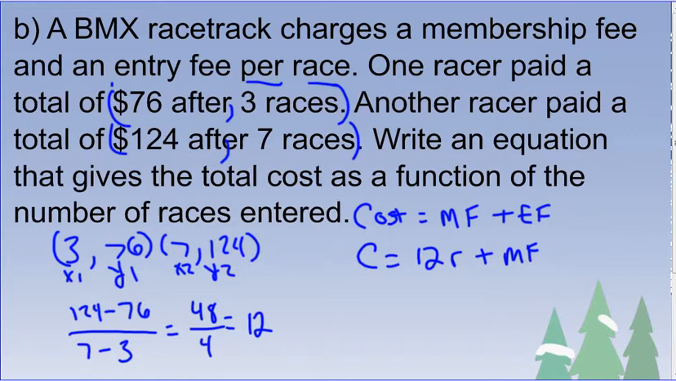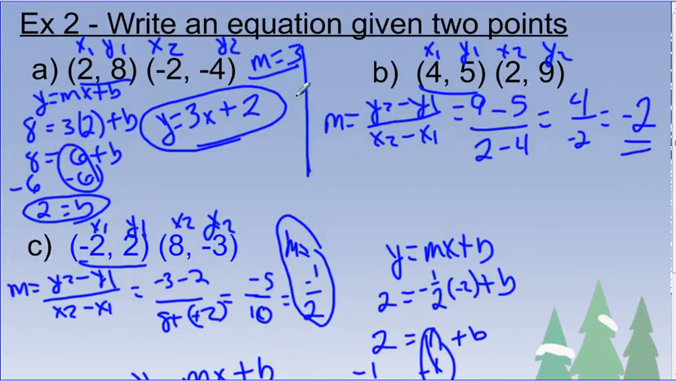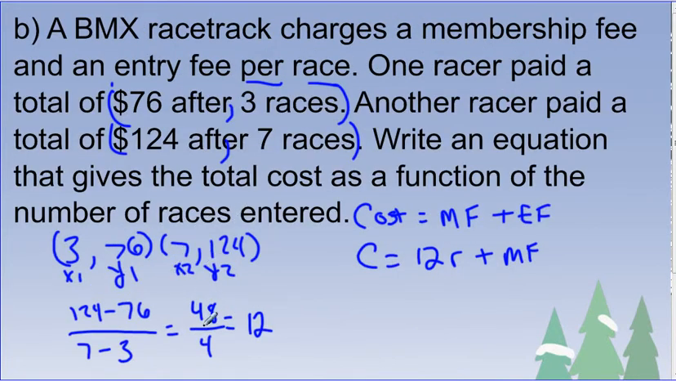Let me see if I find too far back. Like here, we had 2 points. We found the slope first. Then we had to go back and plug that stuff in with one of our points and find the intercept. That's all we're doing again. We found our slope. Now we're going to plug one of our points back in.